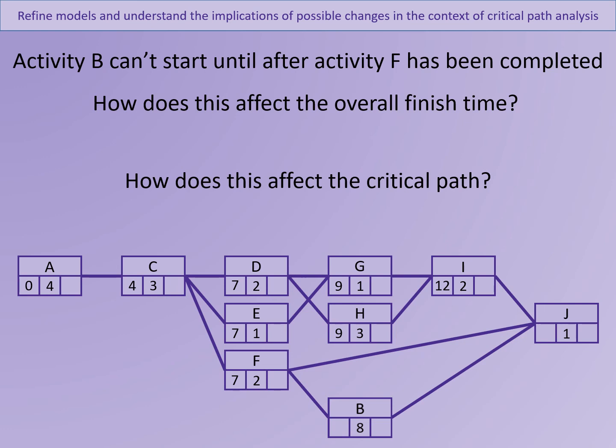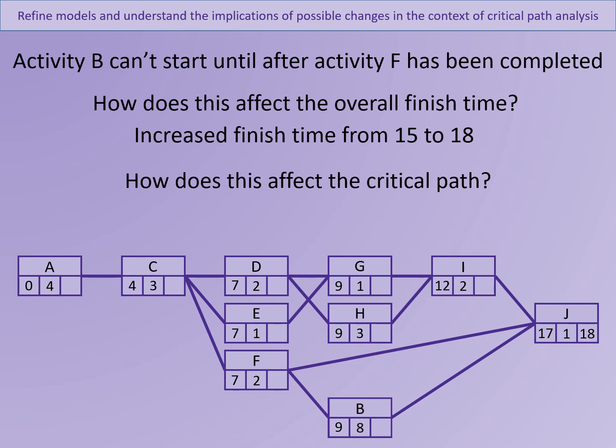If we now recalculate the earliest start time, we can see that for B, its earliest start time is now 9, coming after F. We can then see that for J, the earliest start time is now 17. That's coming from B, which is 9 plus 8. So adding on the duration of J, we get 18, which means that the overall project has had its overall finishing time increased from 15 to 18.